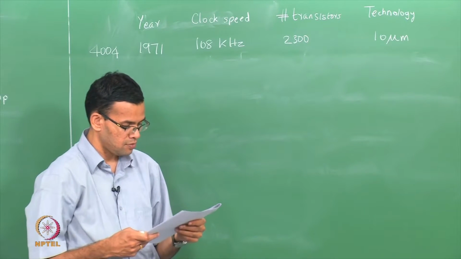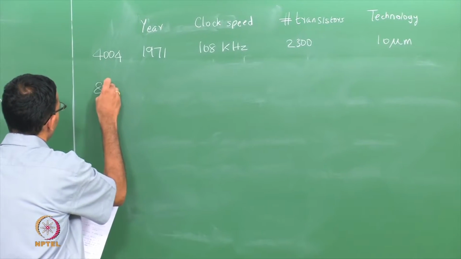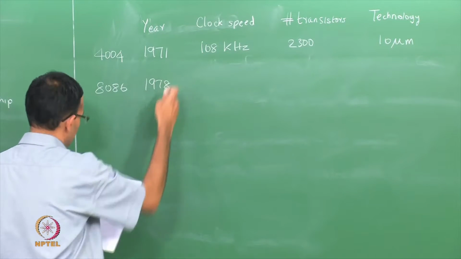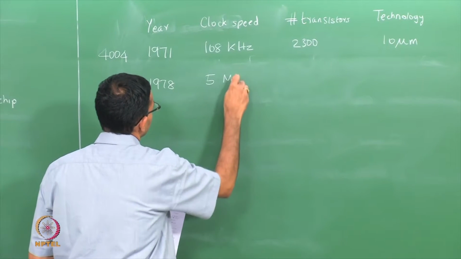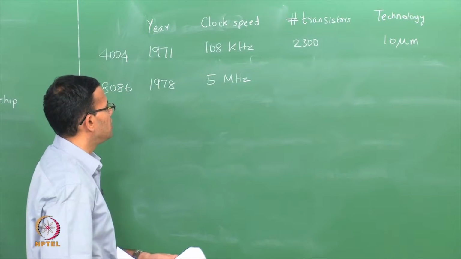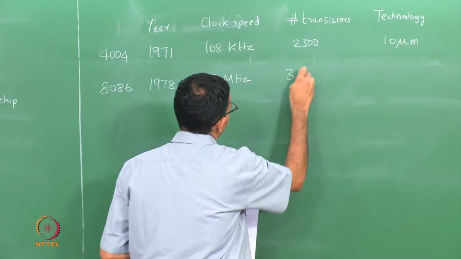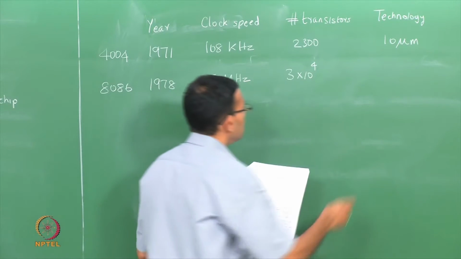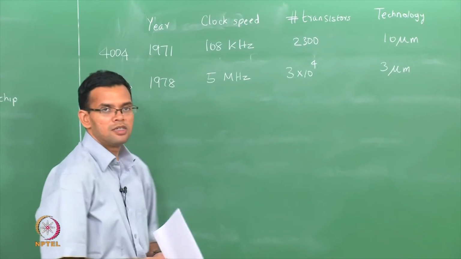So, let us jump close to 10 years. We will look at 8086. This is from 1978. The clock speed is 5 megahertz. So, already by shrinking your component size, you have increased the clock speed. The number of transistors is increased, it is now close to 30,000. So, 10 times increase, and the technology is 3 micrometers. So, you have reduced the size of the components.